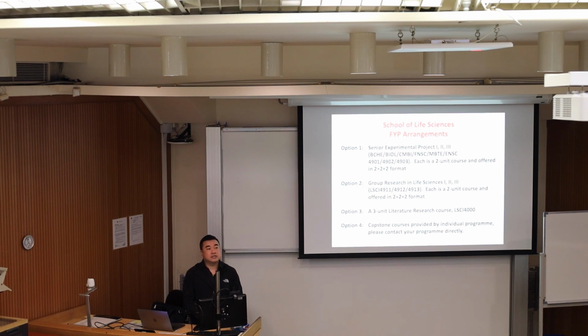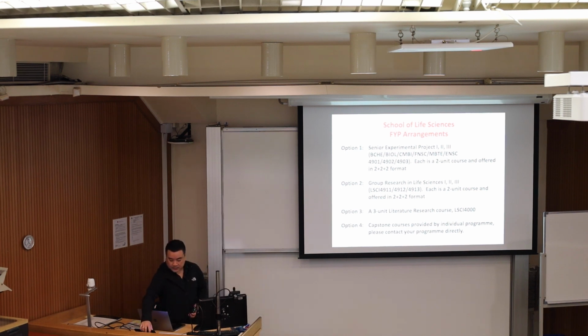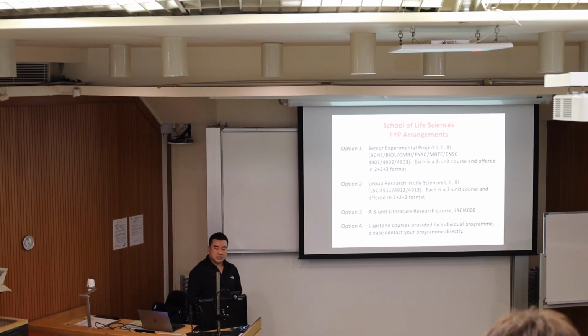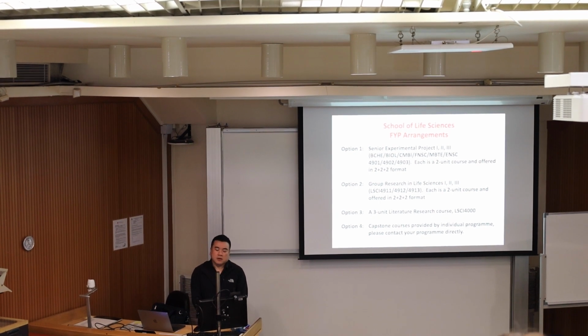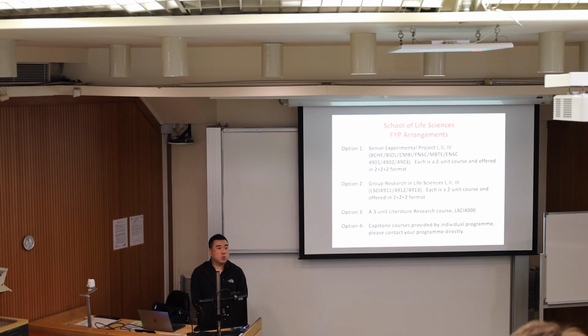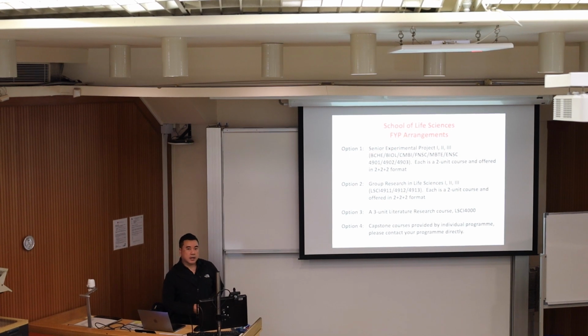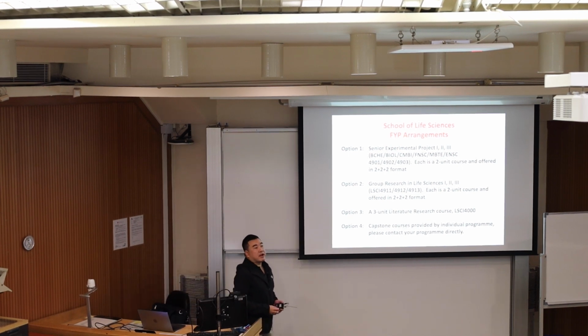So the very first one is the experimental FYP, the individual experimental one. For this, it is applicable to all students in all programs. It actually comprises 3 courses, 4901 to 4903. All right, so 4901 will be starting this summer. Upon your mutual agreement with your potential supervisor, some students might start in May, right after the final examinations. Some might start in June, July, depends.